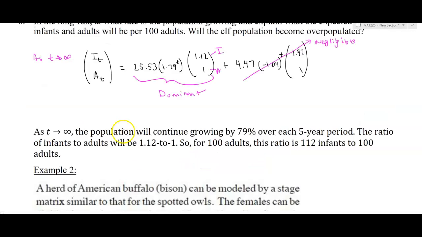So here's what we can say. We could say that as t approaches infinity, the population will continue growing by 79% over each 5-year period. We don't want to say each year because every increment of t represents a 5-year period.